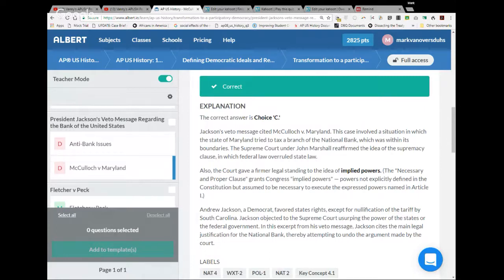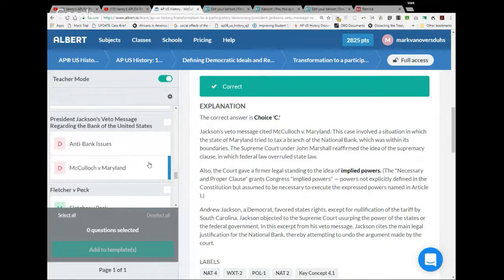So, here we go. Implied powers are essentially given the go-ahead as an existing power of Congress by McCulloch versus Maryland. It upheld that the necessary and proper clause allowed for the creation of a bank because of the need for carrying out the expressed powers, which included taxing, coining money, etc. Okay?